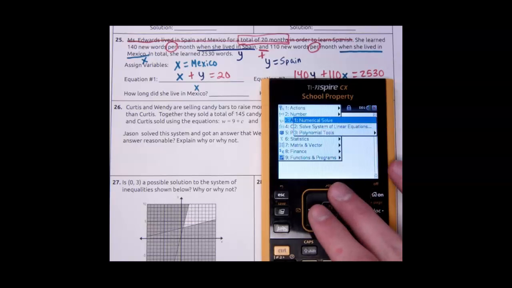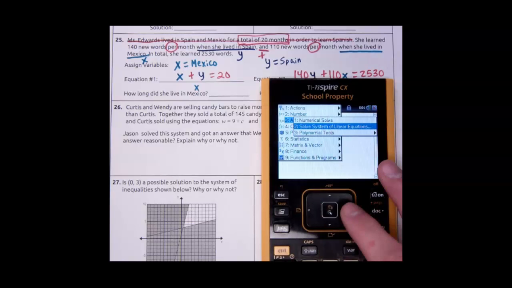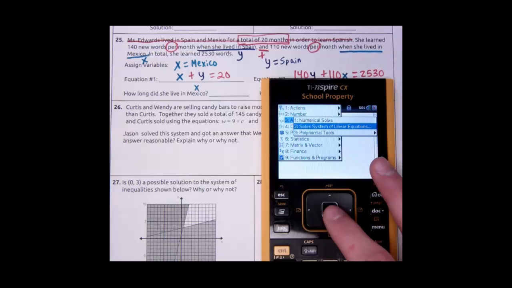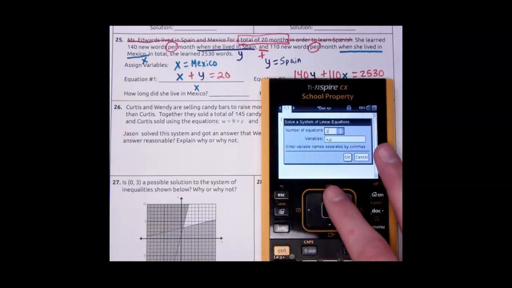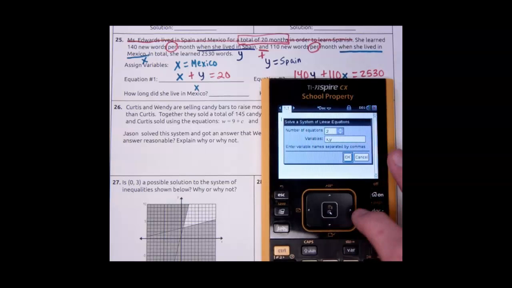Some of you may be familiar with numerical solve, InSolve. Well, number 2, this is the one we're going to use. We're going to use solve systems of linear equations. Remember, when you get here, you don't do anything different. You just click OK.